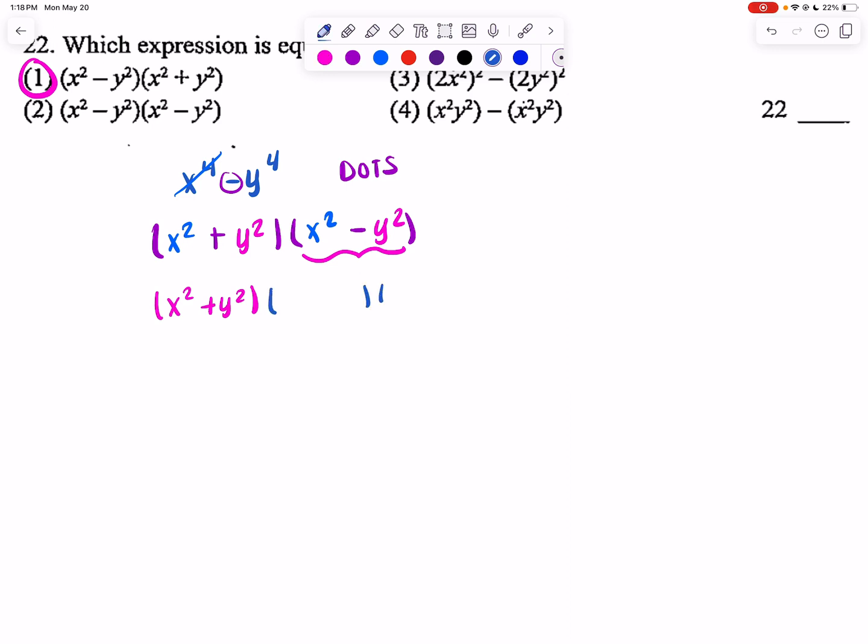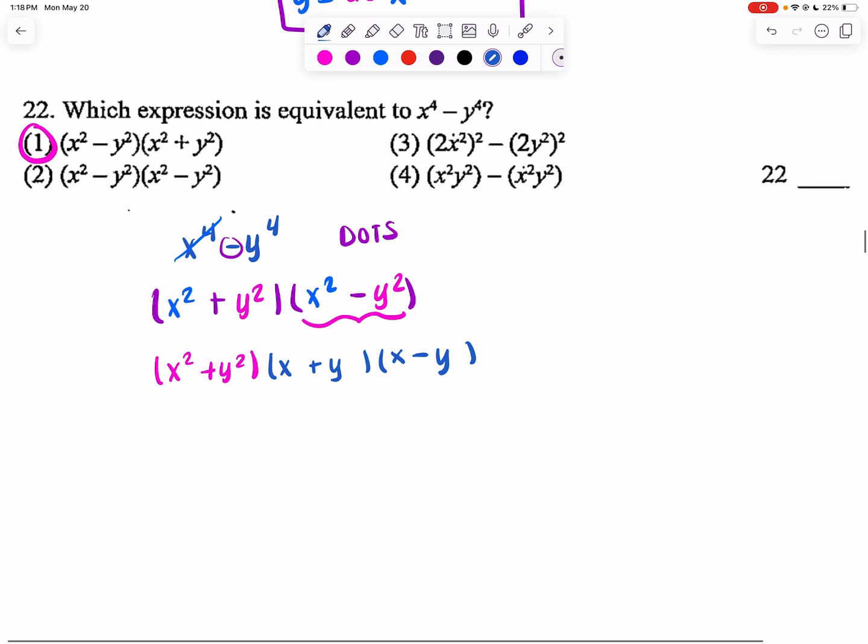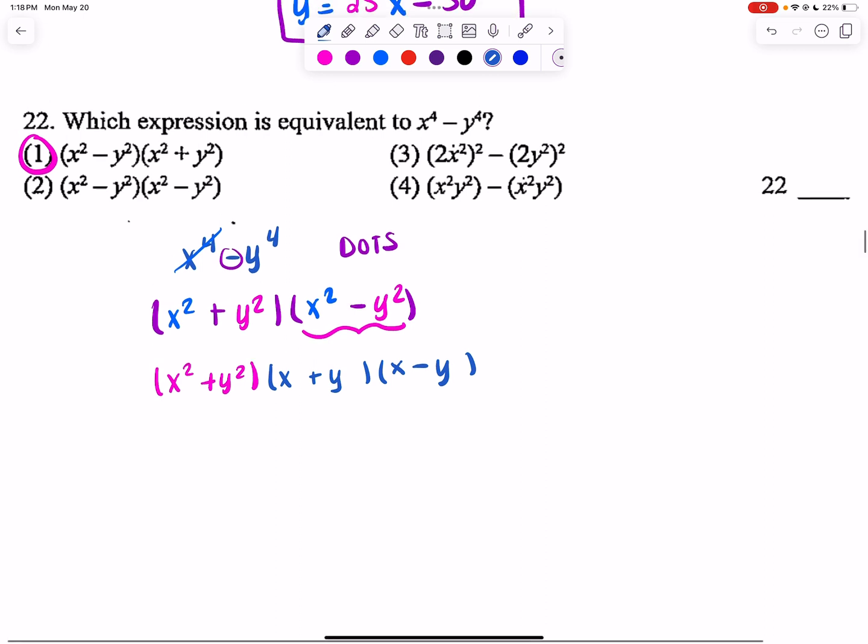Well, how do I make an x squared? That's going to be an x and an x. I still have that plus minus. And now I have to figure out, how do I make y squared? Well, that's a y and a y. So that answer choice doesn't appear, but if this was a part 2 question and said factor completely, this would be your final answer.